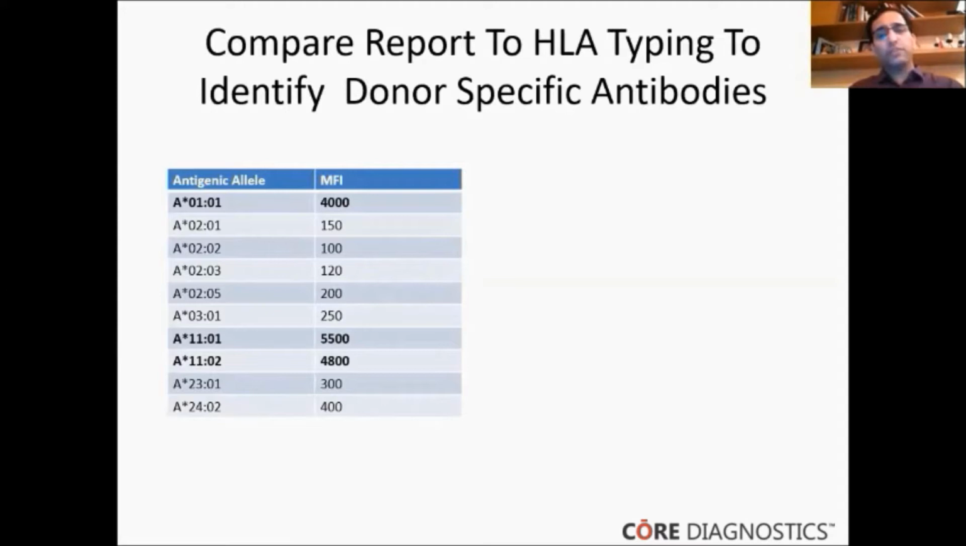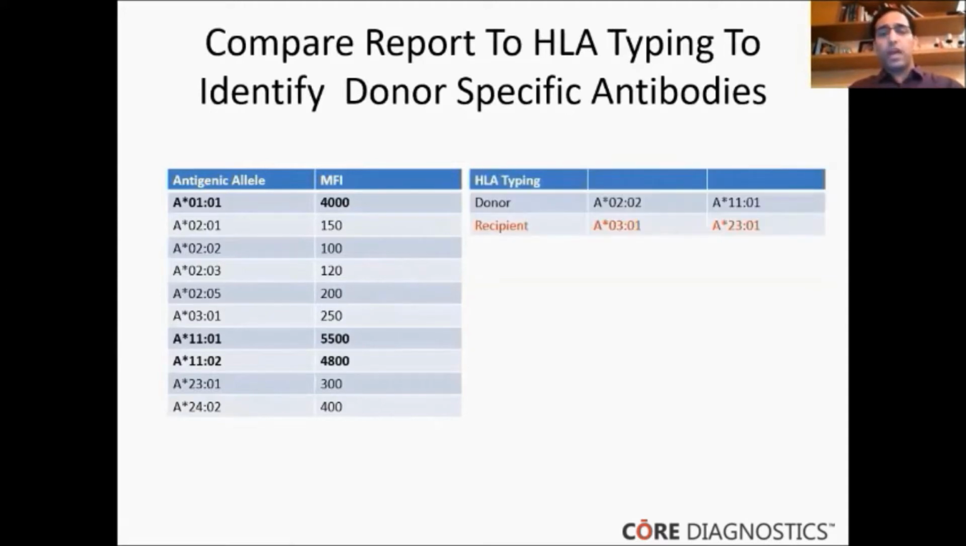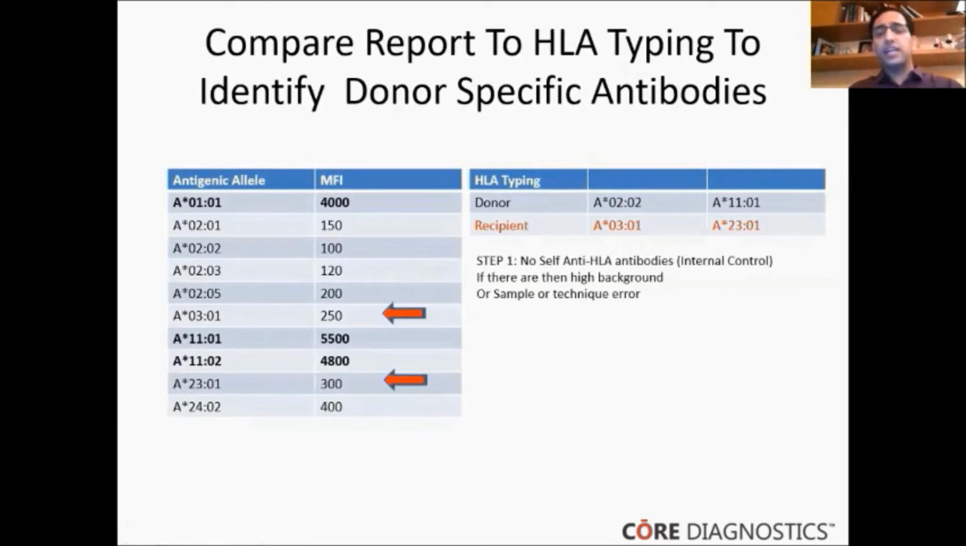Are they donor specific or not? For that, you need to look at the donor typing. So now let's look at the donor and recipient typing. So the donor typing is A0202 and A1101, while the recipient typing is A0301 and A2301. One of the key things and key concepts in HLA is that you cannot make self anti-HLA antibodies.